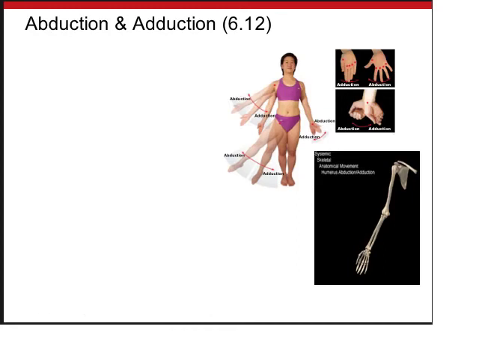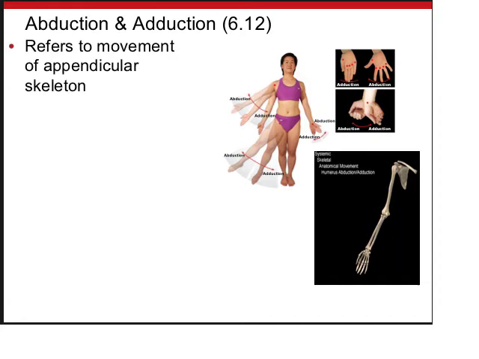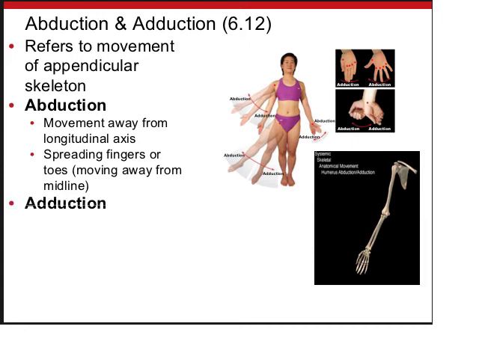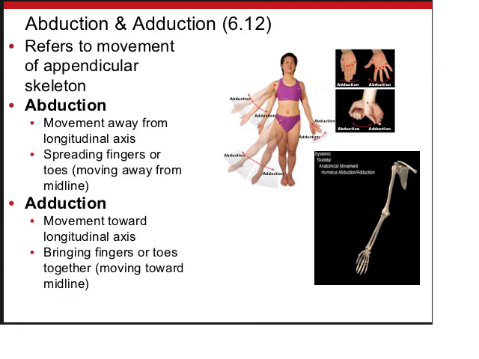Abduction and adduction involve movement away or towards the body's midline. So these refer to movements of the appendicular skeleton. So here we're talking about movements of the arm, the forearm, the thigh, the leg, the feet, the hands, the fingers, and toes. With abduction, we have movement away from the longitudinal axis. Spreading the fingers as an example, or the toes, moves them away from midline. Adduction means bringing back towards the longitudinal axis, such as bringing the fingers or the toes together, or moving the arm or the leg back towards midline.